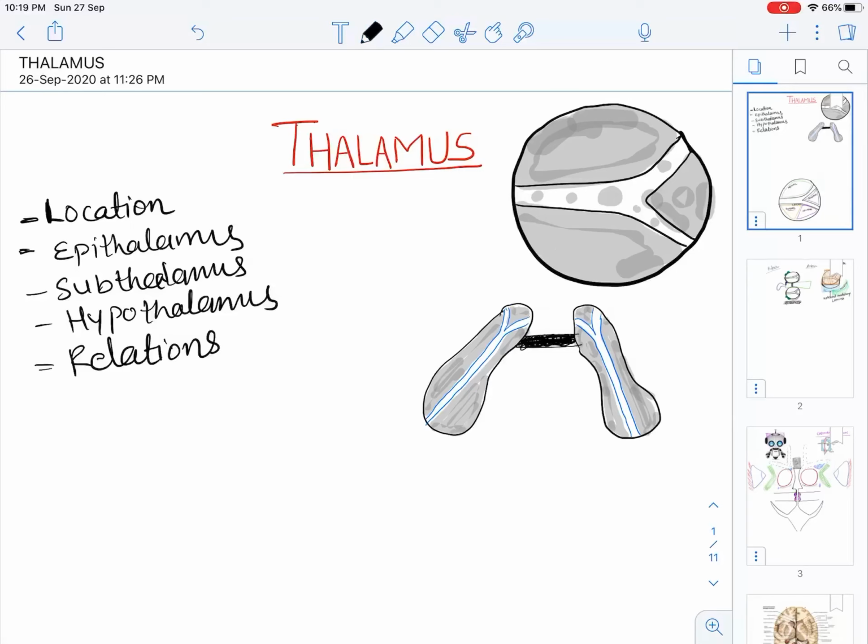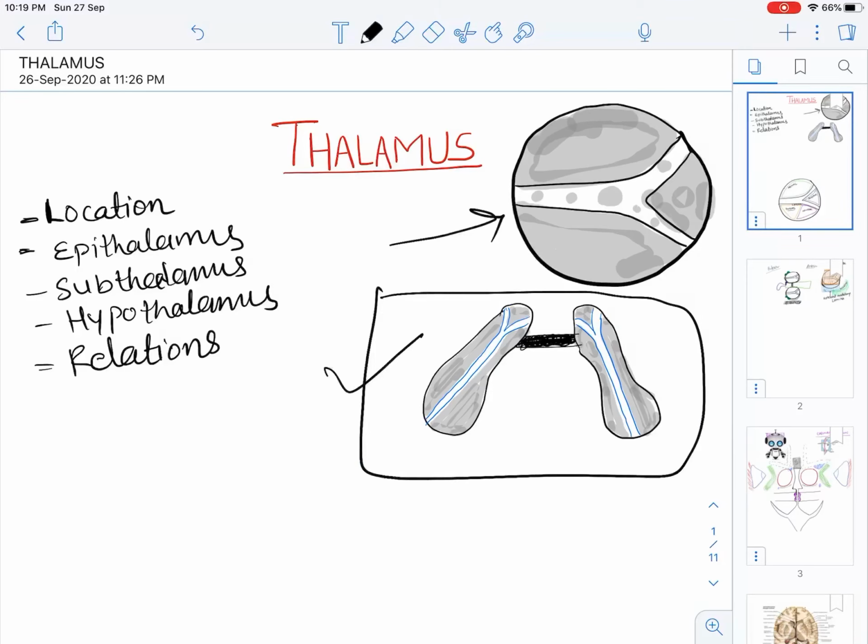This is just a graphical representation I have shown here. The ideal shape of thalamus is mentioned in this figure. The thalamus has gray matter, and in between it has a Y shape of white matter. That's why I have shown it in white color. This Y shape is called the internal medullary lamina.